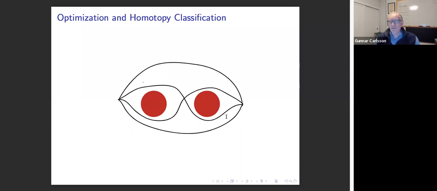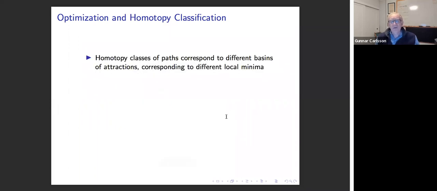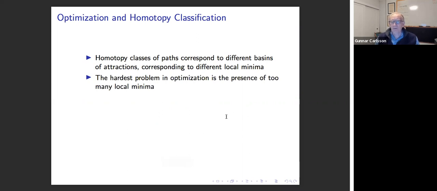Now, what we wouldn't want to do is apply a lot of the standard optimization algorithms to this situation directly, and those would include gradient descent methods. There's a standard problem with those: depending on your starting point, you're going to come to different endpoints, and in this case that can potentially happen in spades. So the homotopy classes of paths correspond to different basins of attraction, if you like, corresponding to different local minima. The hardest problem in optimization is the presence of too many local minima.